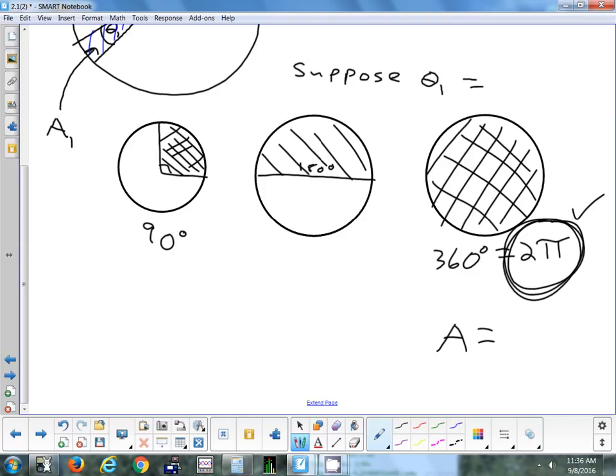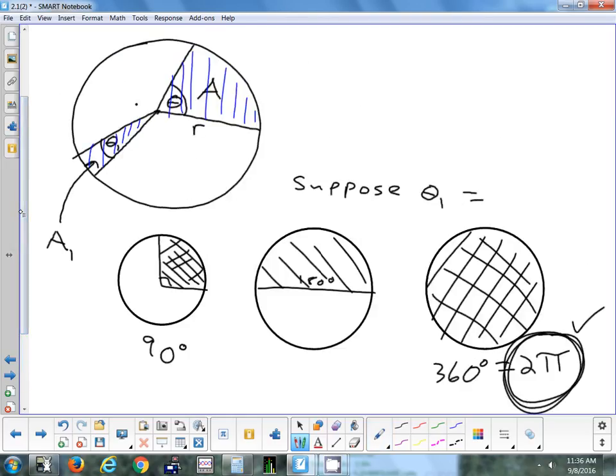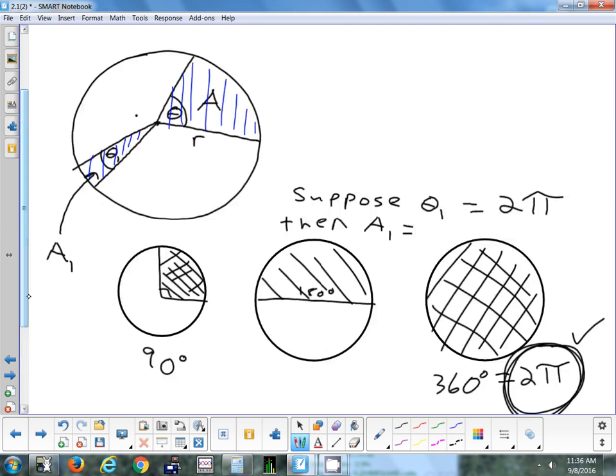What is it? Pi r squared. So if we let theta 1 equal 2 pi, then that sector becomes so big it takes up the whole thing. And the area automatically becomes the area of the entire circle. Pi r squared.